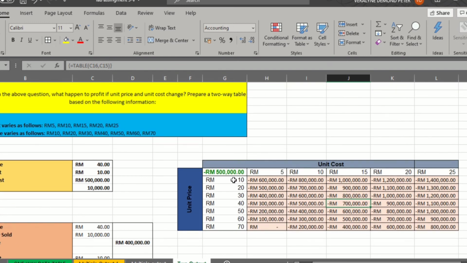For example, when the unit price is 10 ringgit and the unit cost is 10 ringgit, the profit is equivalent to 800,000 ringgit. But when the unit price is 40 ringgit and the unit cost is 50 ringgit, the profit is equivalent to 700,000 ringgit, and it differs according to both of these pieces of information.